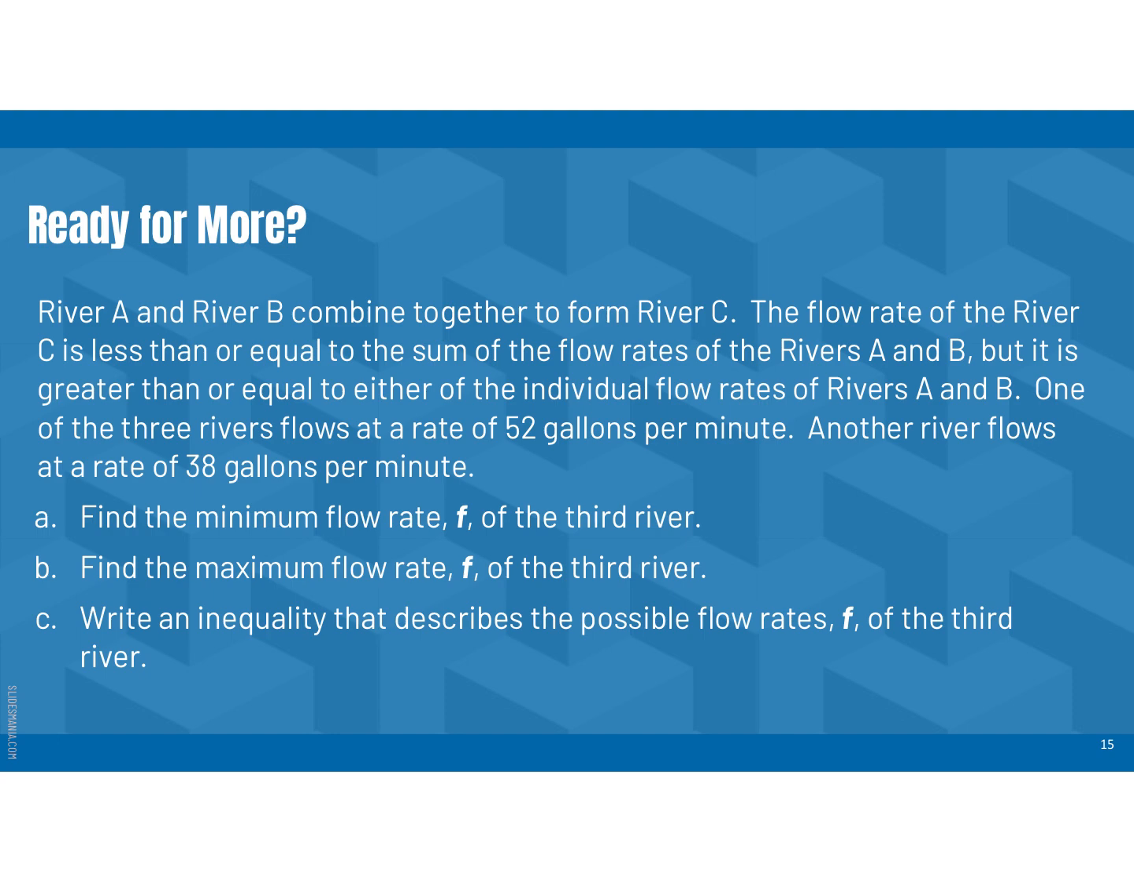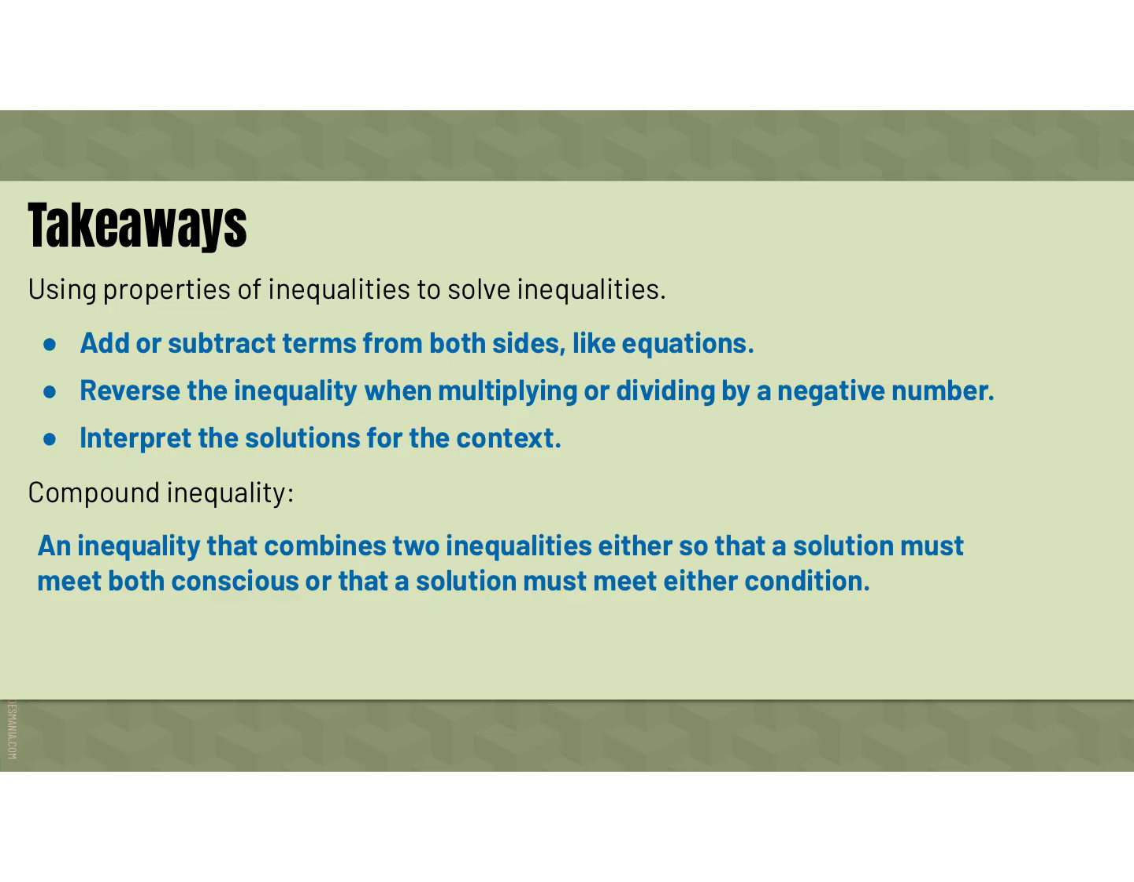All right, so we did a lot of stuff today, and go ahead and make sure that you have all this written down. So what are some takeaways as far as inequalities? Well, we can add or subtract terms from both sides of the equation, like equations. We need to reverse the inequality when we multiply or divide by a negative number on both sides of the equation. That's what we did in 8th grade. And then we're going to interpret the solutions for the context. That's what we were doing.